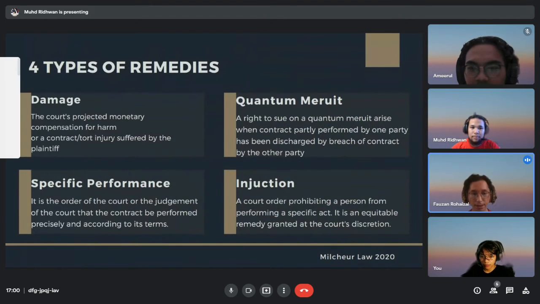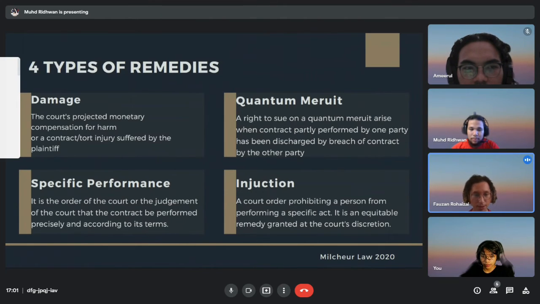The first one is damages. Damages are the court's projected monetary compensation for harm or contract injury suffered by the plaintiff. The second one is quantum meruit. A right to sue on a quantum meruit arises when a contract partly performed by one party has been discharged by breach of contract by the other party.